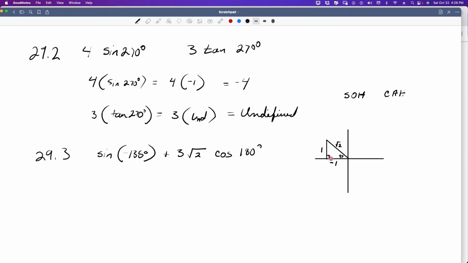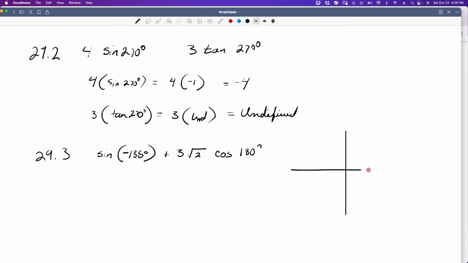Oh, I did that wrong. I am so sorry. Let me start over. I read that entirely wrong. This is the negative 135. Don't let that trip you up like it just did me.